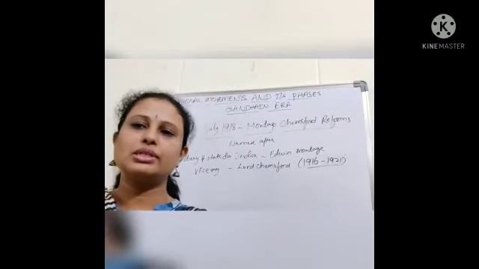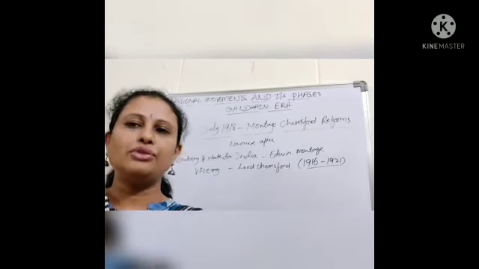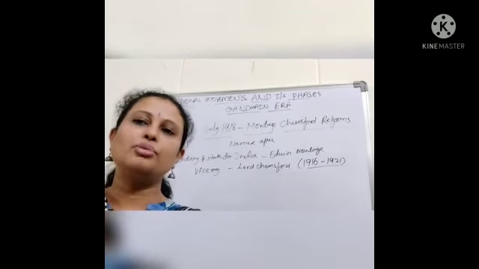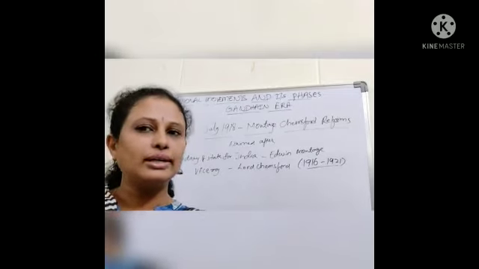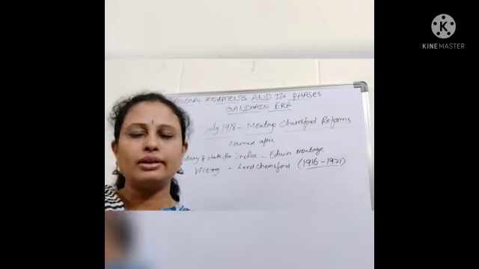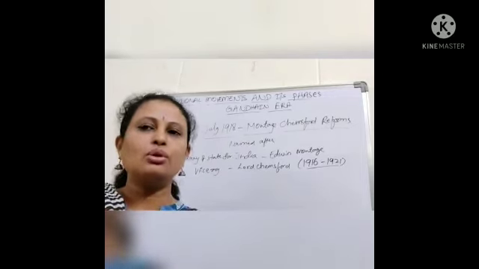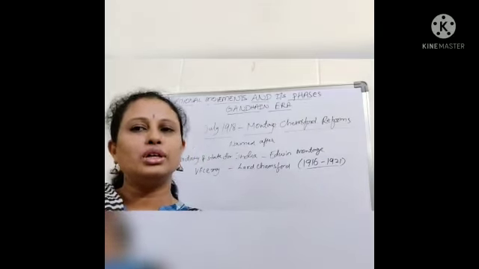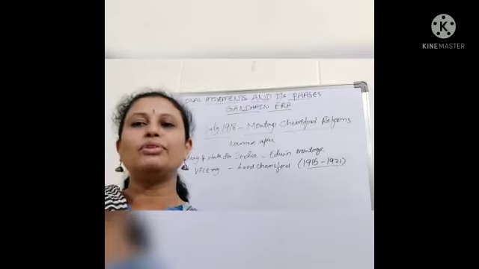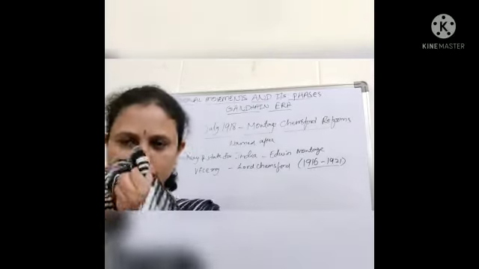So far we have discussed Gandhiji's agitations in India, right from the Champaran movement and Kheda. Next we discussed the Rowlatt Act and the Jallianwala Bagh massacre, and also the Khilafat movement. Now we are going to discuss the Montagu-Chelmsford reforms, which happened in the year 1919. So what are these reforms?